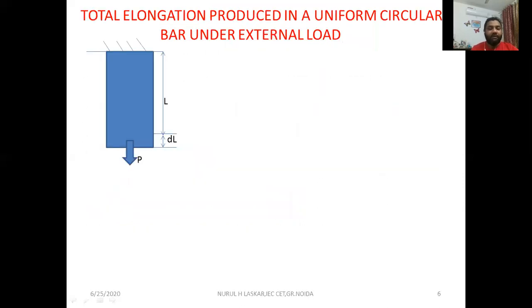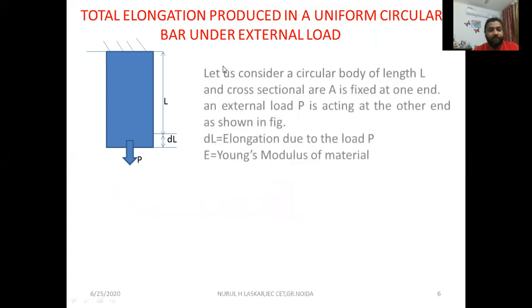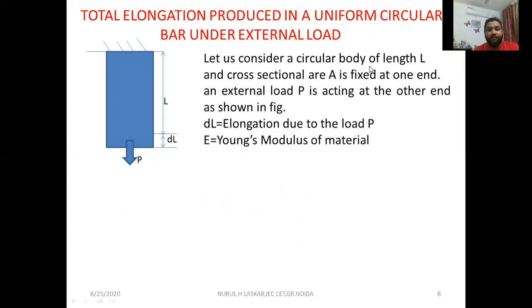Okay. Now there is a small derivation, that is the total elongation produced in a uniform circular bar under external load. Means there is a uniform bar. Let us consider circular body of length L and cross-sectional area A, fixed at one end. In the top end it is fixed. At the other end, external load P is acting, as shown in the figure.